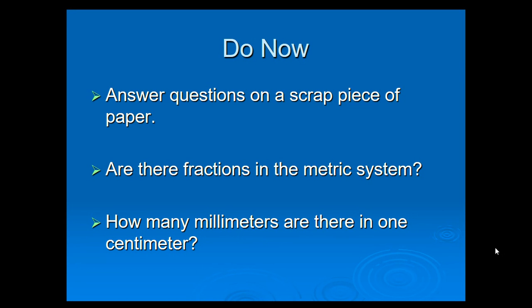Second question, how many millimeters are there in 1 centimeter? 10. There are 10 millimeters in 1 centimeter. The easy part about the metric system is everything works off the number 10. When we are using the standard system, we are using sixteenths, 16 equal pieces between each inch, which is definitely going to be much more confusing. So we'll stick with the number 10, which is much easier to use in the metric system.